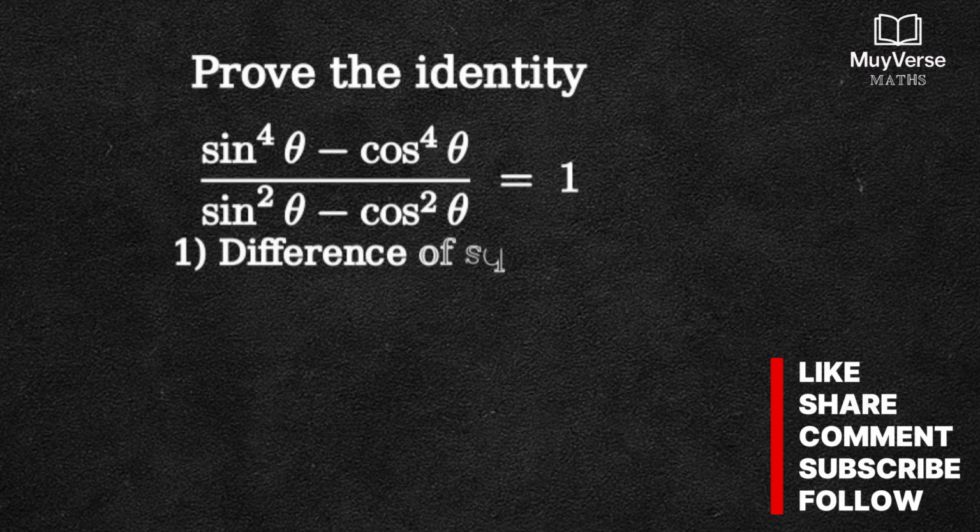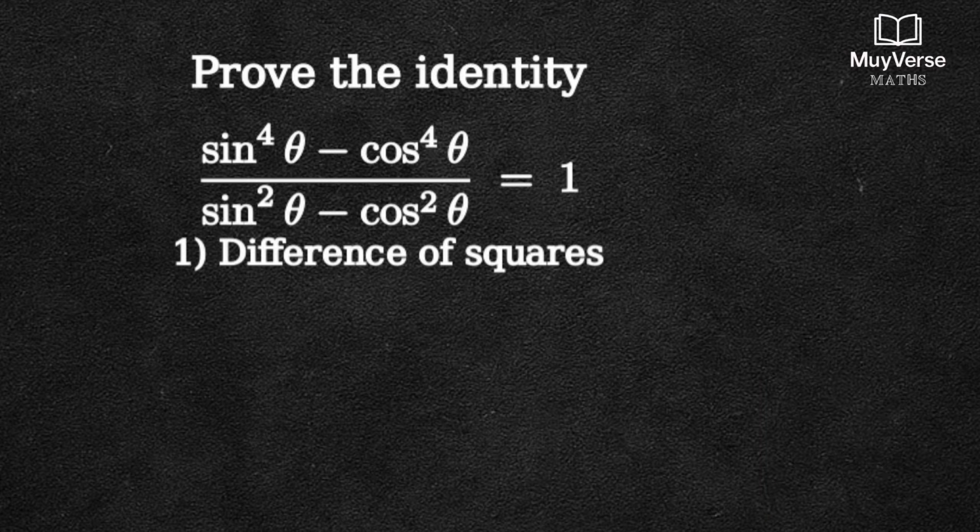Step 1. Recognize the difference of squares pattern. For any a and b, a squared minus b squared equals open parenthesis, a minus b close parenthesis times open parenthesis, a plus b close parenthesis. We will use this next.